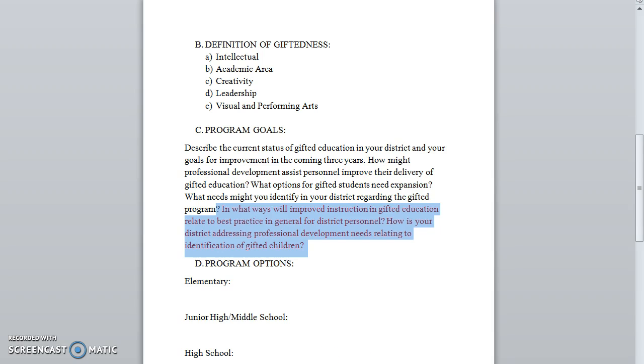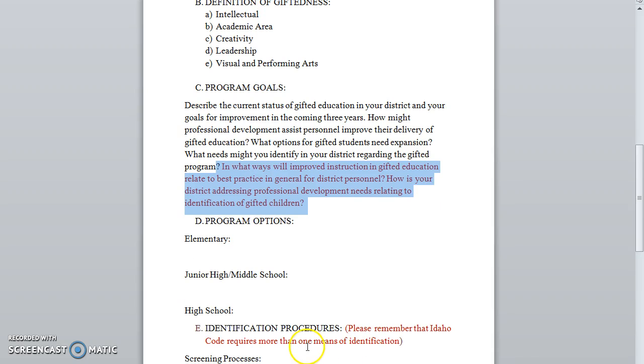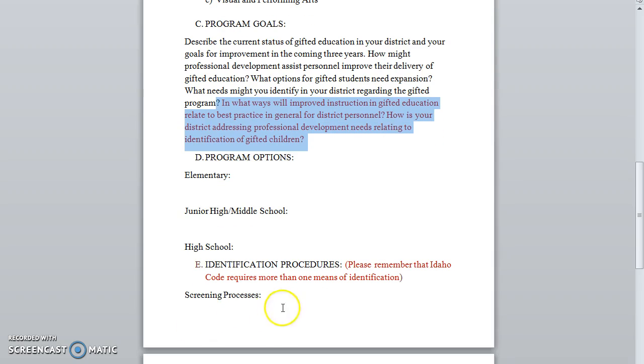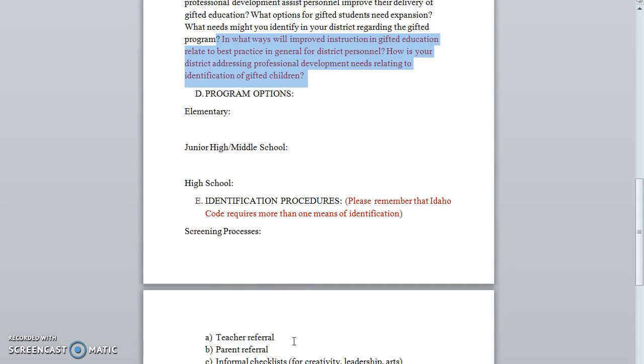Is a counselor helping them cope with all of the struggles that they have as middle school and high school students? And then identification procedures. And here again, I just put in red a reminder that Idaho code requires that districts use more than one means of identification for gifted education.